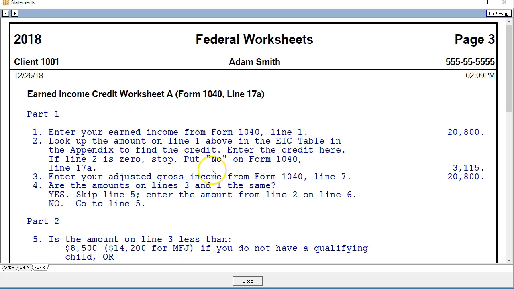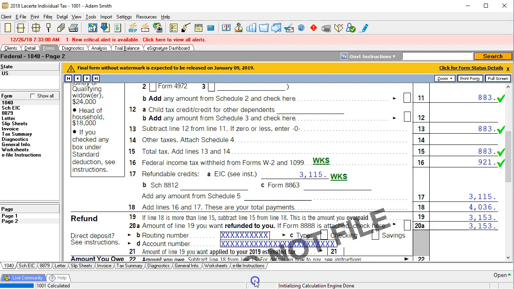Enter the credit here. If line 2 is 0, stop. Put no on form 1040 line 17A. So we basically have to look up the amount on the table here. So we'll close this back up. That's going to be our amount. Again, we're often depending on the software to help us out with that because of the need to look up the tables and the ability of the software to do that well, as we are doing oftentimes with the actual calculation of the progressive income tax itself.